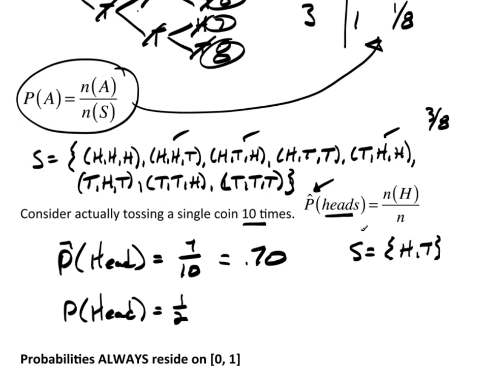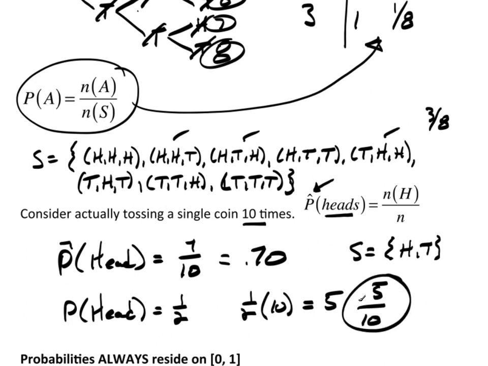If I do it 10 times, then 1/2 times 10 is 5. So I should have observed 5. So I should have had 5 out of 10. Theoretically, that's what should have happened. But when I actually did it with my quarter, this is what I observed.